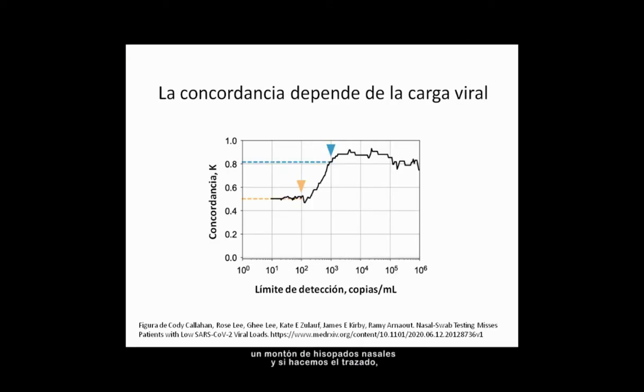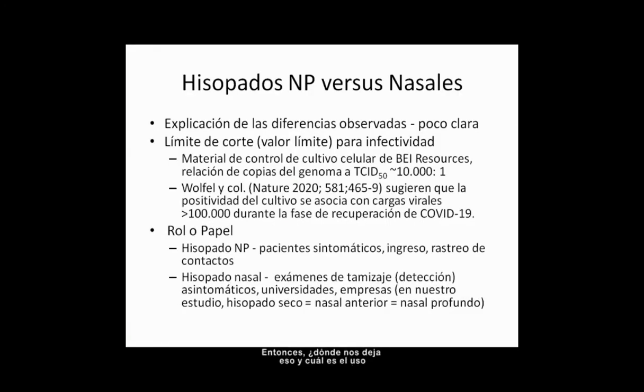And if we plot this out, this is a graph showing concordance using a kappa statistic between nasopharyngeal swabs and nasal swabs. These are done in parallel at the same time in each patient. Above 1,000 genome copies per mil, there's very good concordance, but it rapidly drops off below 1,000 copies per mil.